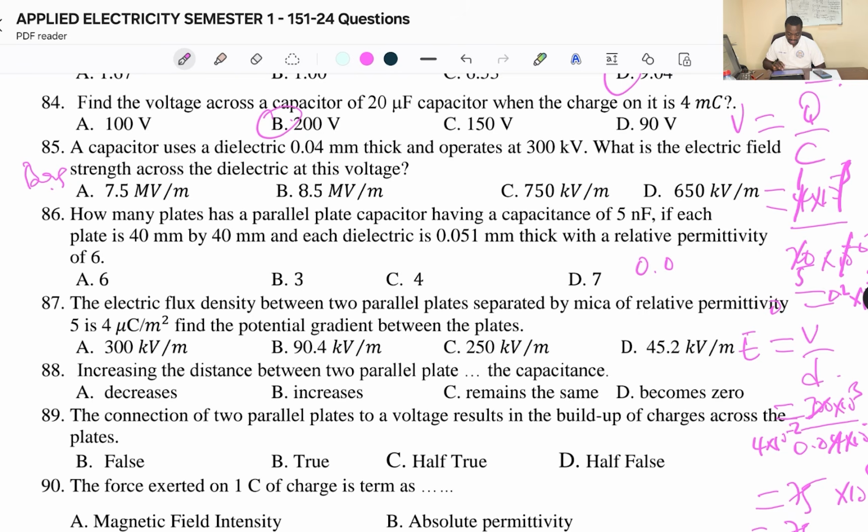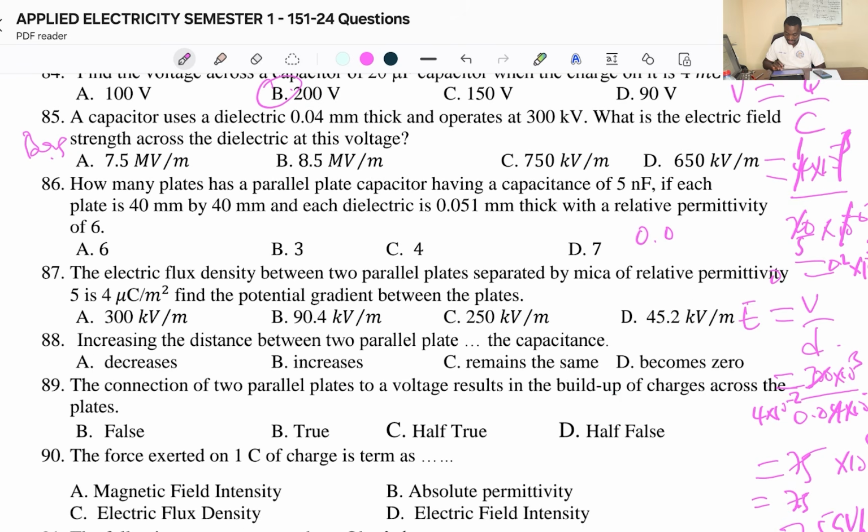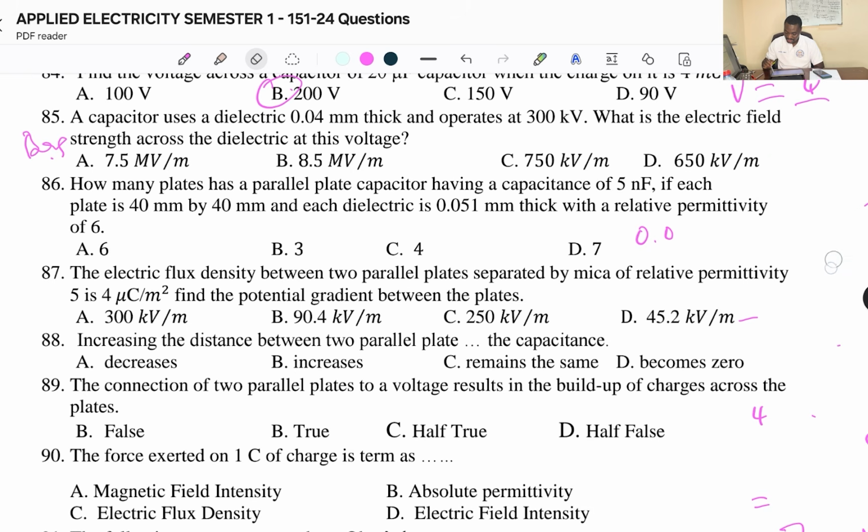How many plates has a parallel plate capacitor having a capacitance of 5 nanofarad, if each plate is 40 millimeters by 40 millimeters and each dielectric is 0.51 millimeters thick with a relative permittivity of 6? So here we are just interested in the number of plates. This is an example that we solved during lectures.